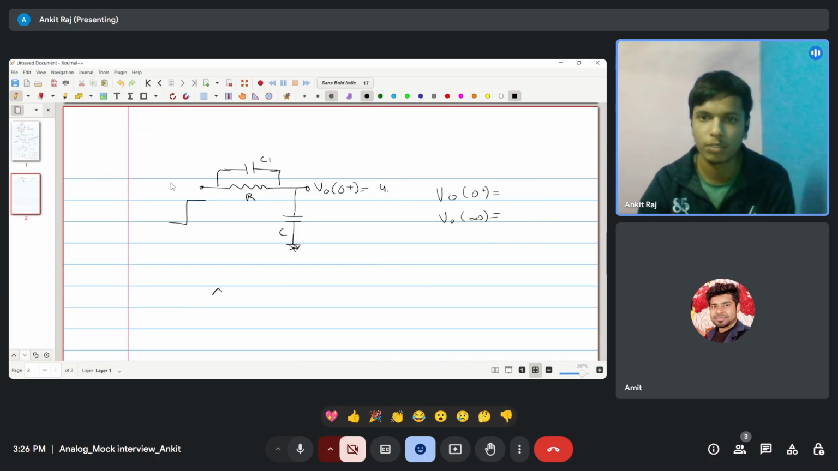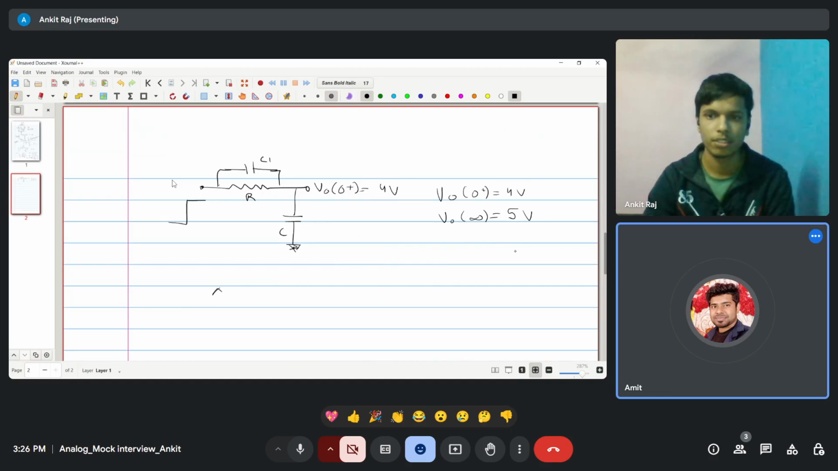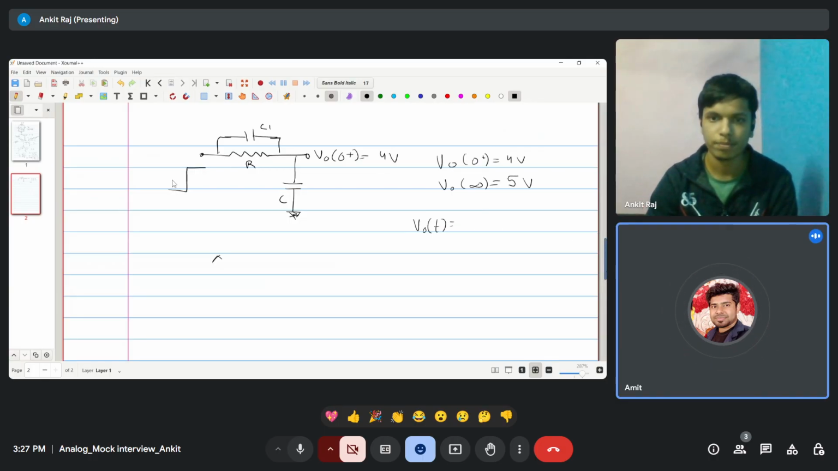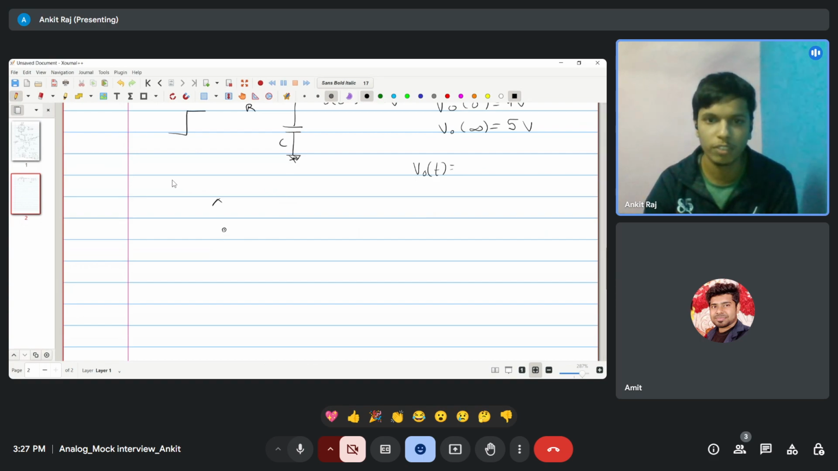This is 4 volt. At infinity, this circuit will have C1 open circuited, so the complete 5 volt will reach here. The capacitor will be open, and it will provide a very high impedance. So what can be the equivalent circuit at t equals infinity? At t equals infinity, the equivalent circuit will be reduced to this.